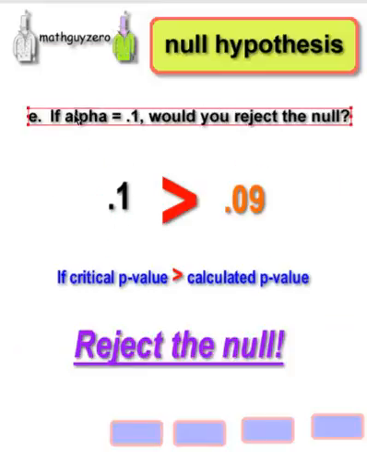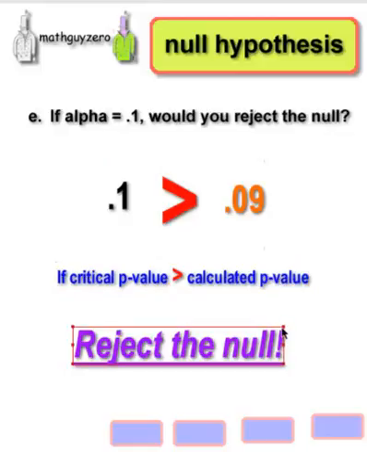Right? So the cutoff is 0.1 or 0.10, which is greater than 0.09. So at the 10% significance level, we can say, yeah, the critical value is greater than the calculated value, therefore we can reject the null hypothesis.